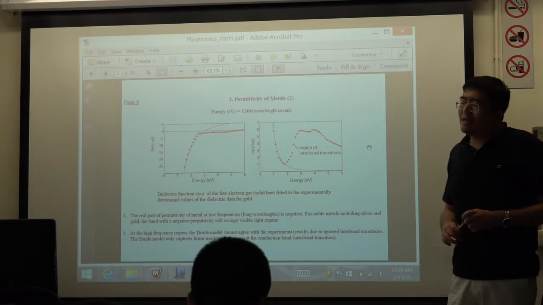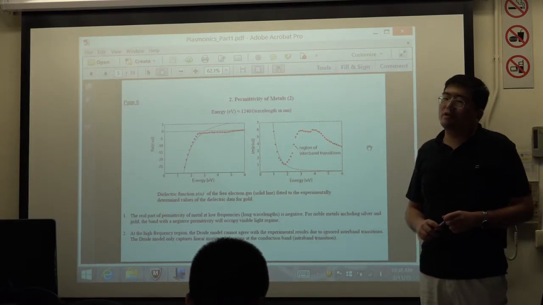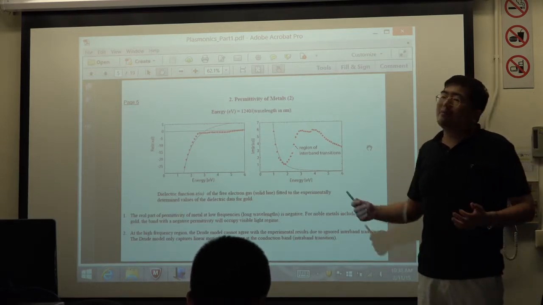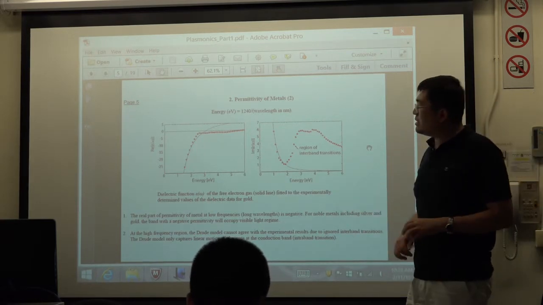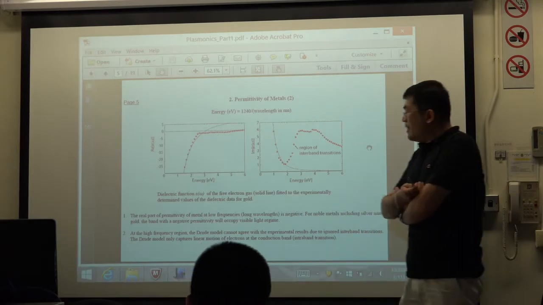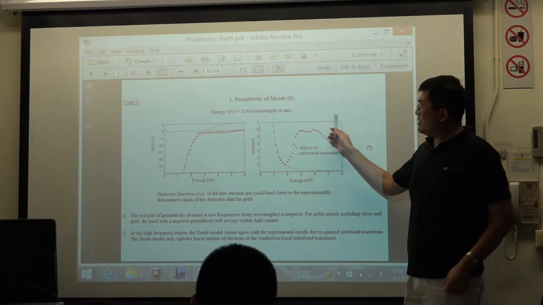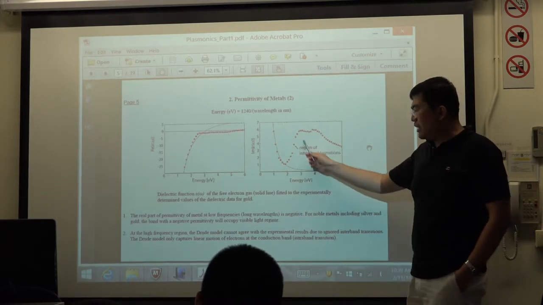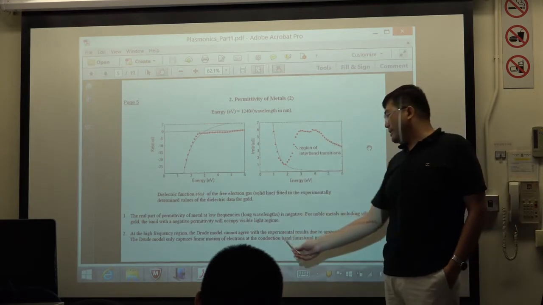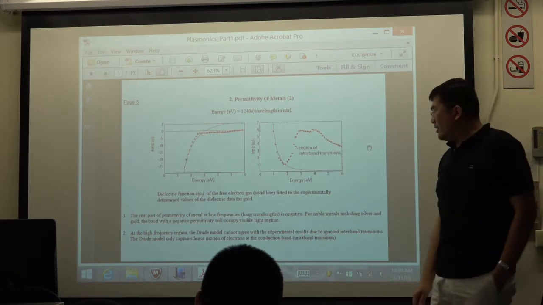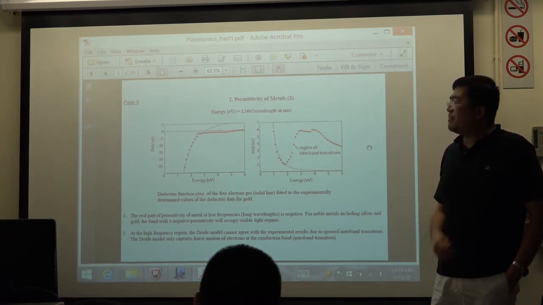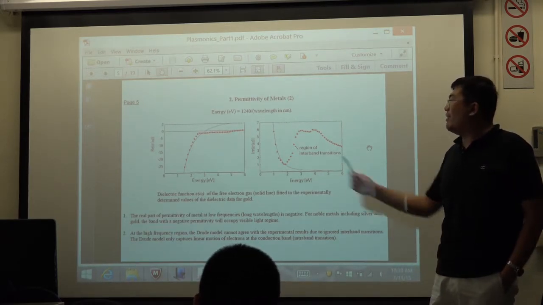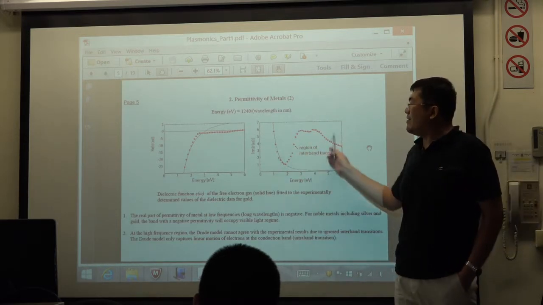This naturally exists, it's real. Double negative does not naturally exist; it is equivalent. Another thing: at the higher frequency regime here, the Drude model cannot agree with the experimental results. So if you are serious, you establish a model and fit the experimental result, and you find some deviation.